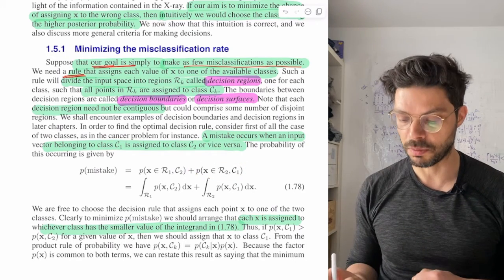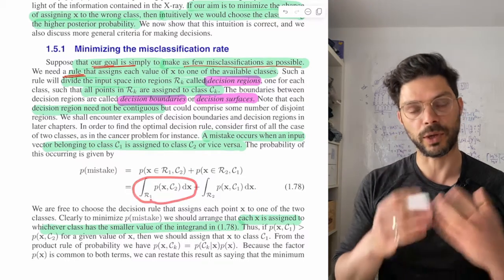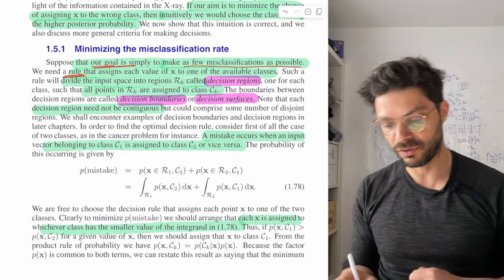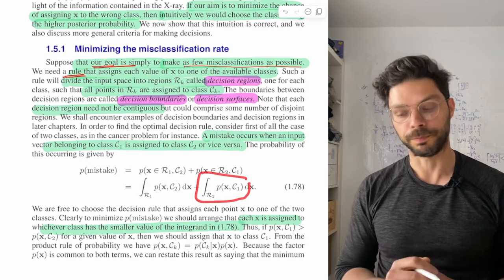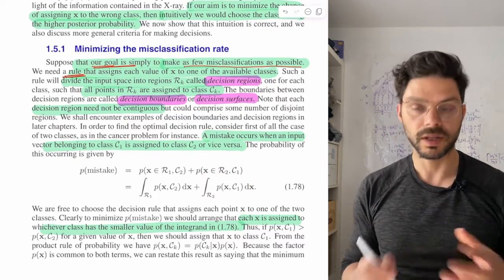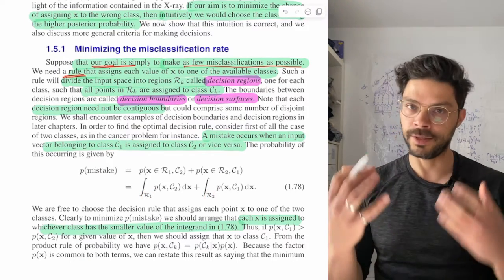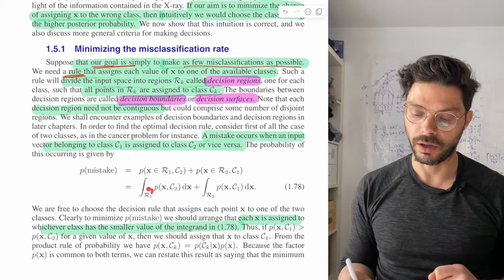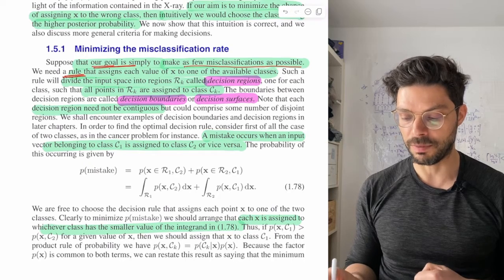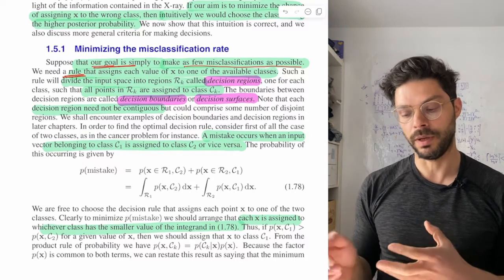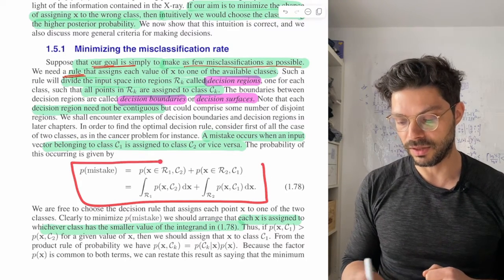We can write that in terms of these two integrals. We're going to integrate over all of region 1 the probability of x from class 2, and the probability of x coming from class 1 over region 2. That's going to be our mistake probability, for a given R1 and R2. So decision theory is going to tell us how to determine R1 and R2, how to assign x to R1 and R2. The game is to determine our rule that assigns x to one of these regions so as to minimize this number.